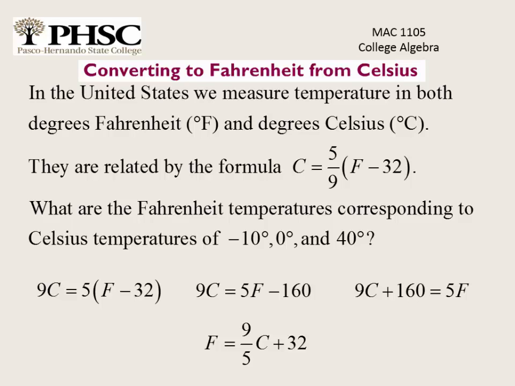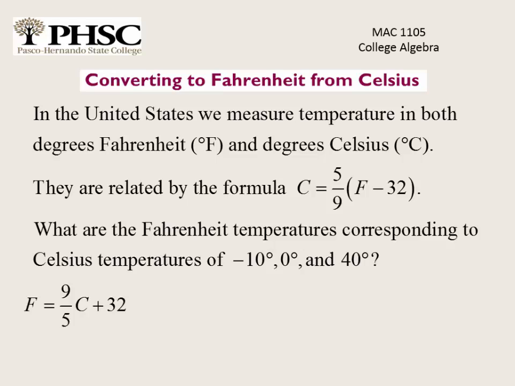So the first equation, C equals 5/9 times (F minus 32), is solving for Celsius given that we have the Fahrenheit. Now, if we have Celsius and we need to solve for Fahrenheit, we use the equation that we just came up with, which is F equals 9/5 C plus 32. So now we can substitute these values, negative 10, 0, and 40, into this equation.